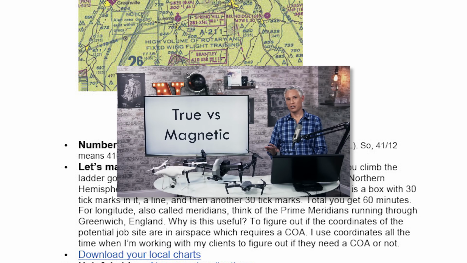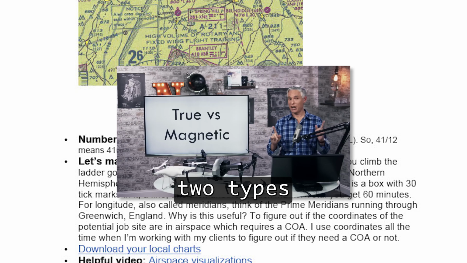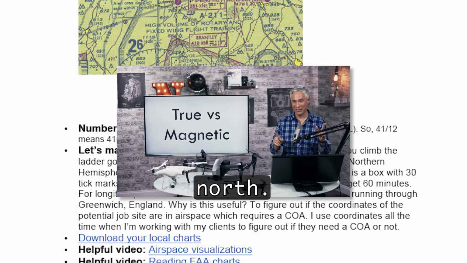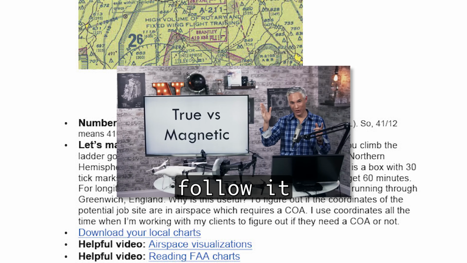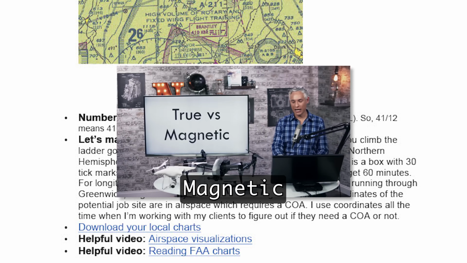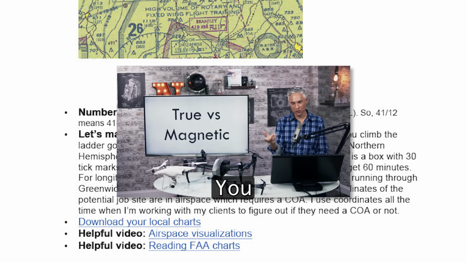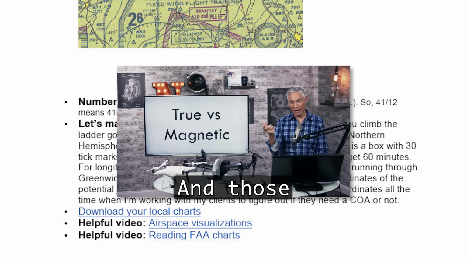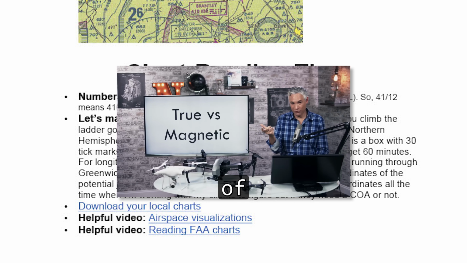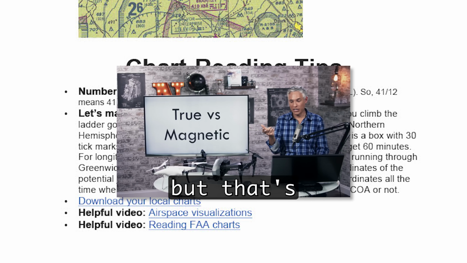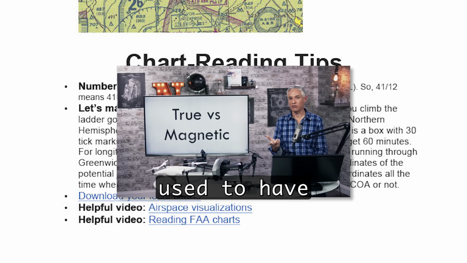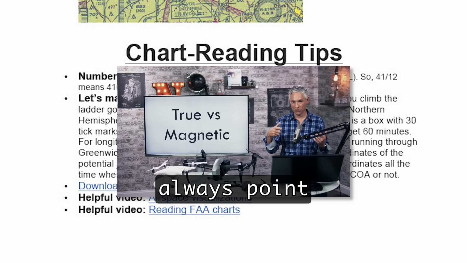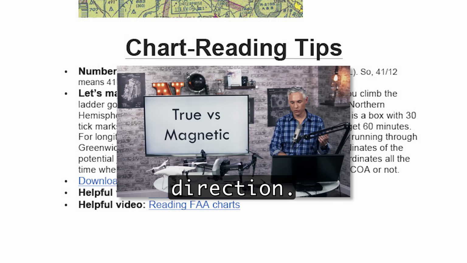I just want to mention there's two types of north, true north and magnetic north. True north you could follow it and go straight to the equator. Magnetic north, those little magnetic compasses that the Boy Scouts get, they're not 100% accurate. And those were in a whole lot of airplanes. I mean, they're still in airplanes, but that's entirely what pilots used to have to rely on. So it doesn't always point to true north. It can point in some other direction.